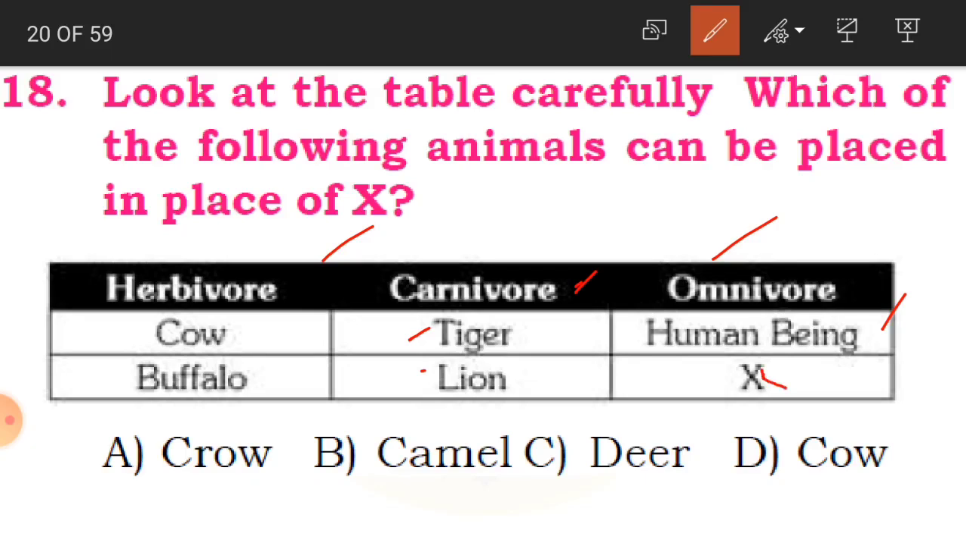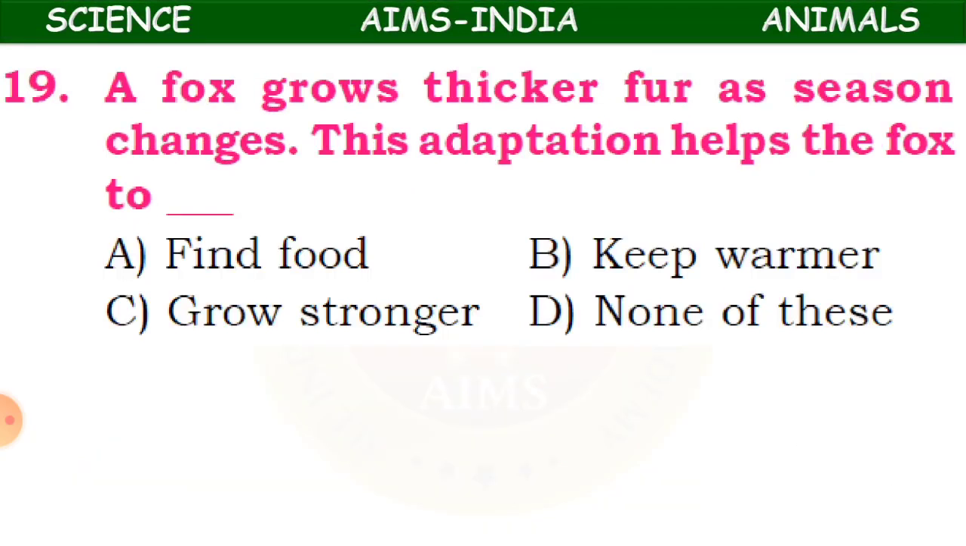So which animal can be placed here? We have to identify it from the options. Whether it is crow, camel, deer or cow. We can say crow, because crow also eats food which is produced by plants and it also eats insects. So that is why we can place crow here. That is A option. Clear, children?